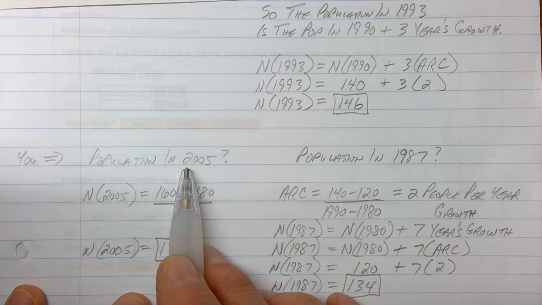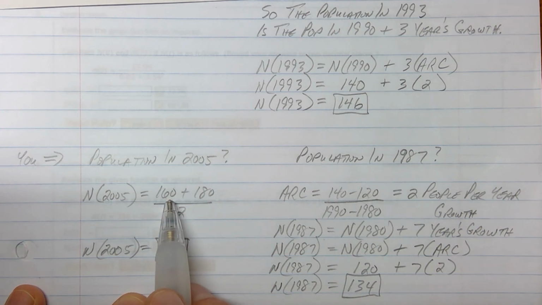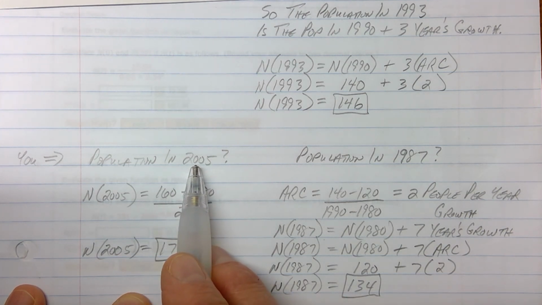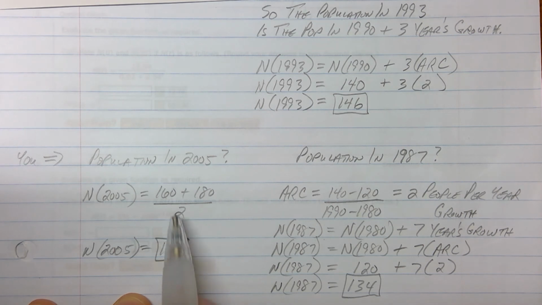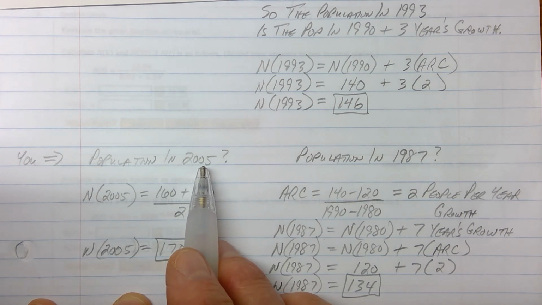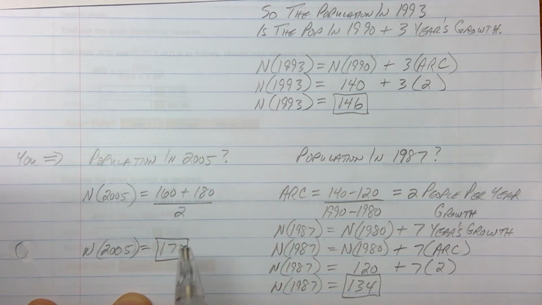I can go back to the year 2000, take those 160 people that I had in 2000, and add 5 years of growth at 2 people each year. So I would add 10 to the 160 and get 170. You can always do it this way. But if you happen to notice that it's halfway in between, sometimes it's quicker if you just take an average of the y values.